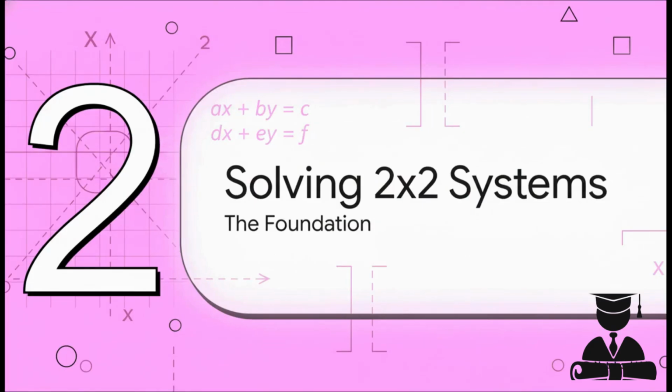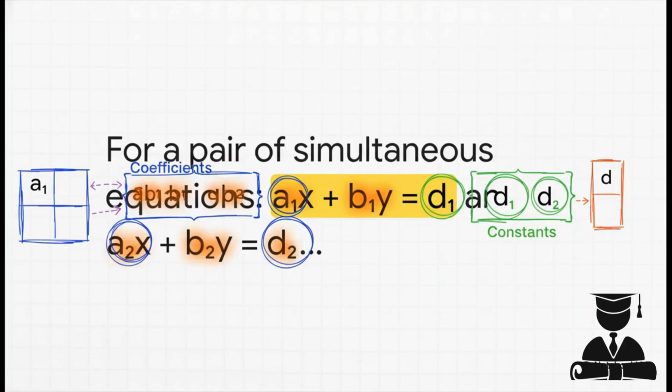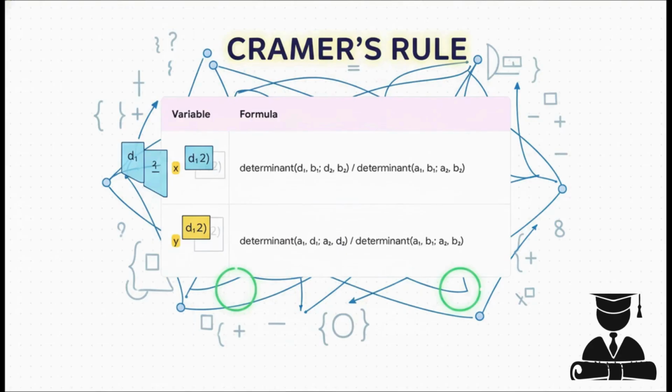Let's kick things off with the most common setup you'll see: two equations and two variables we need to find, x and y. This is really the foundation of the method, and it's the perfect place to see how elegant it is. So here's the general layout of any 2x2 system. The numbers in front of our variables, the a's and b's, those are our coefficients. And the numbers all by themselves on the other side of the equal sign, the d's, those are the constants. You'll want to keep an eye on this structure because where each of these pieces goes is literally the key to the whole thing.